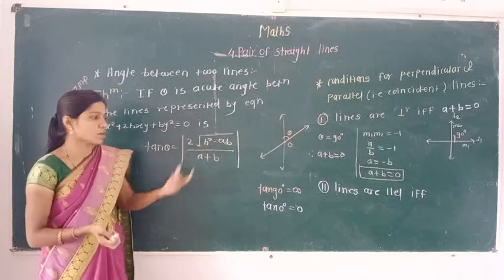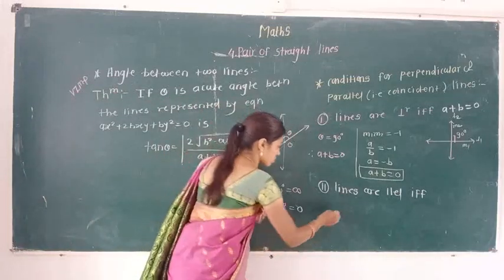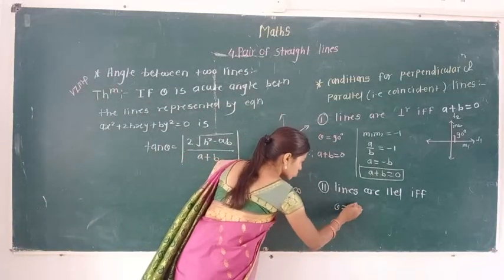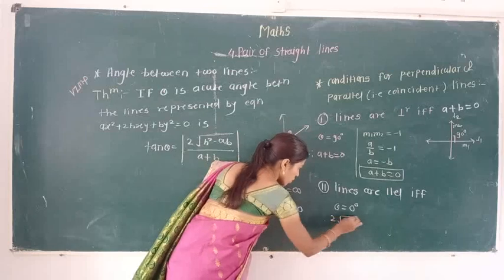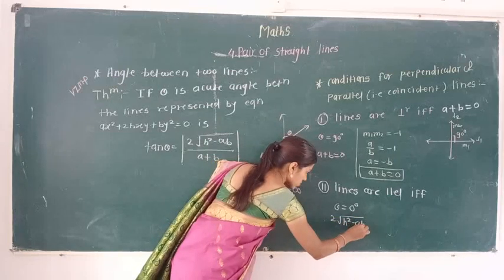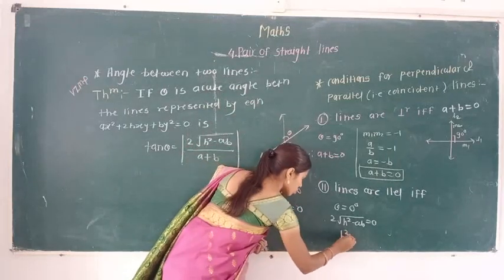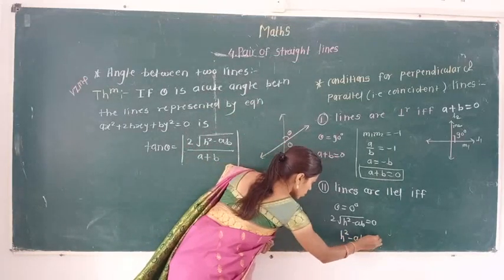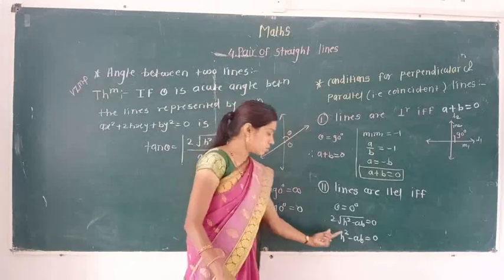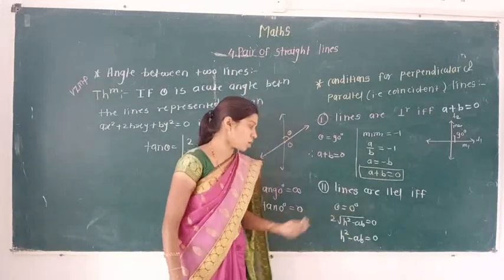After taking numerator 0, we get the condition. Here we take theta is equal to 0. We get 2 root of value h square minus ab is equal to 0. Simplifying this condition, we get h square minus ab is equal to 0. And that is, we can write h square is equal to ab.